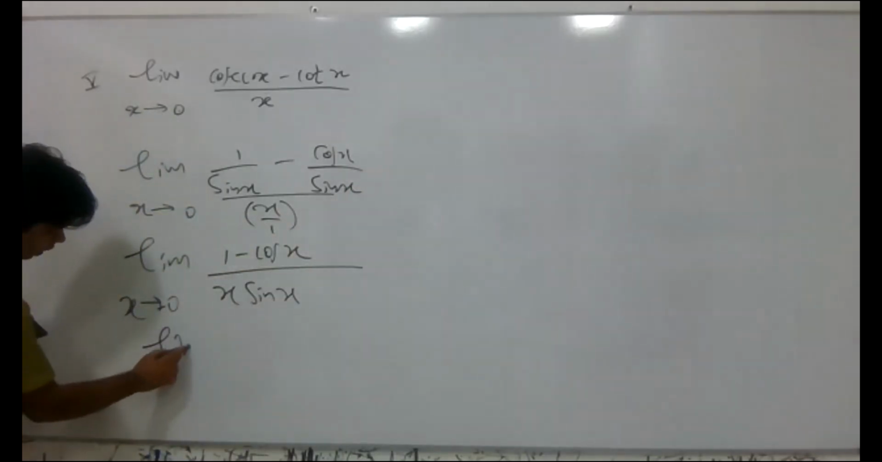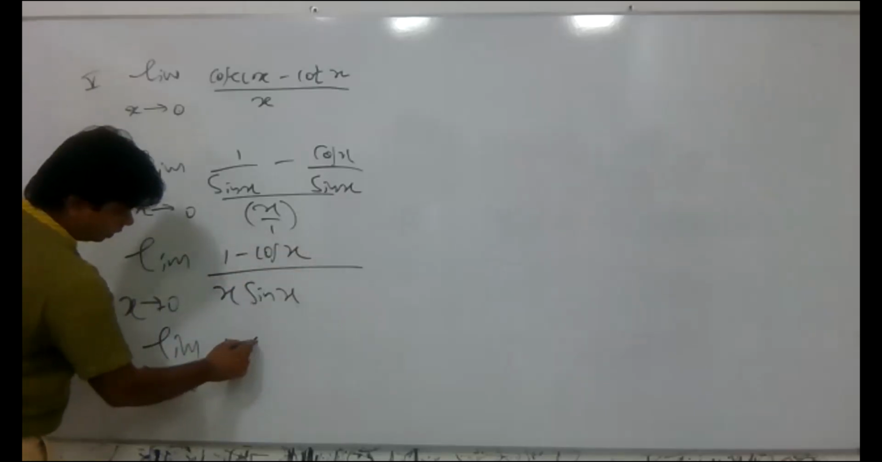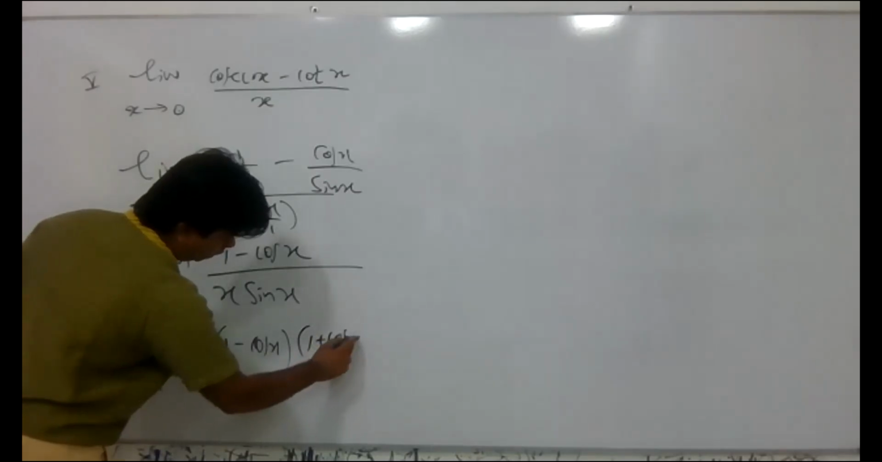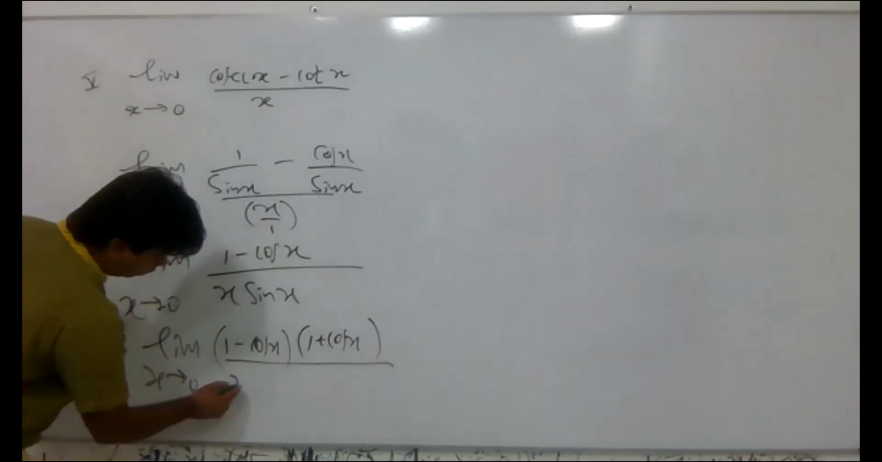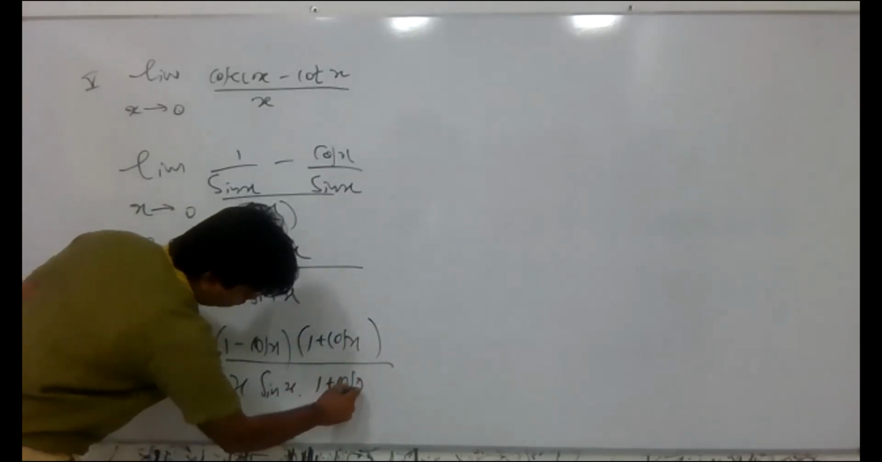Then further what you can do here is multiply by the conjugate. So 1 minus cos x and the other one 1 plus cos x, and here also x sin x into 1 plus cos x, clear?